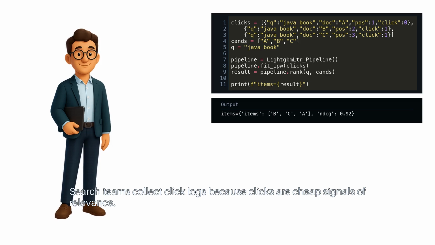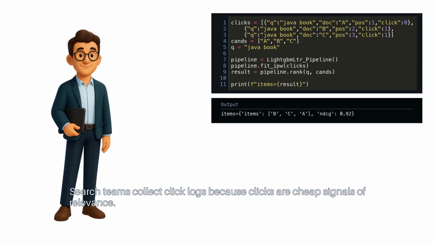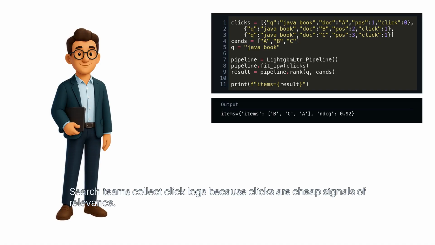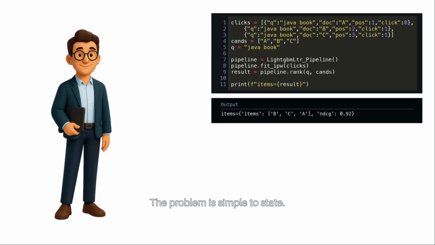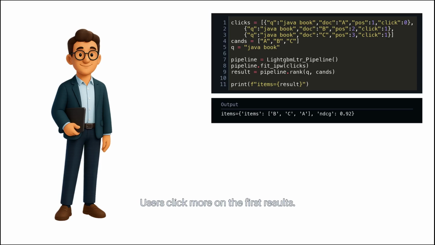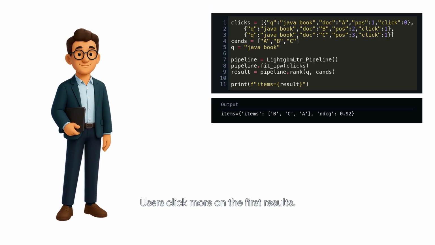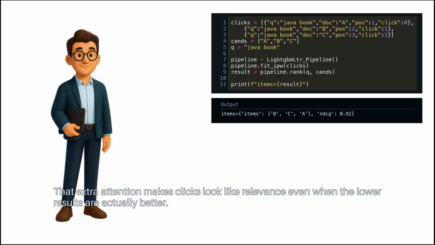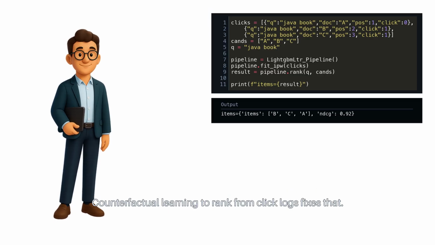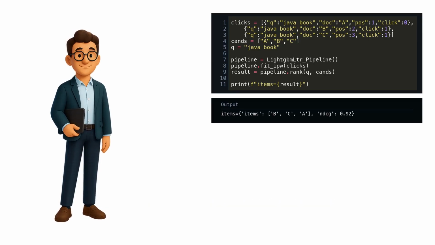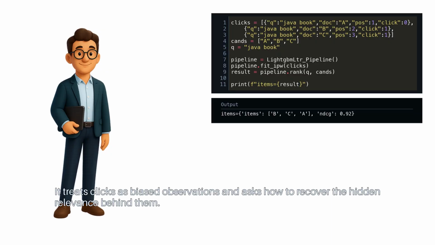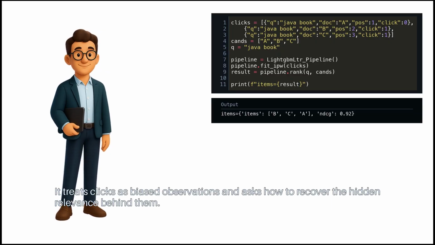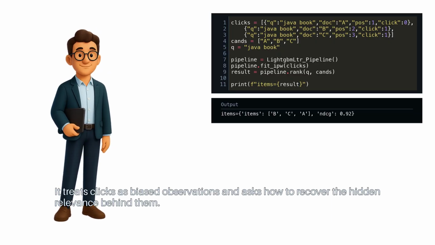Search teams collect click logs because clicks are cheap signals of relevance. The problem is simple to state. Users click more on the first results. That extra attention makes clicks look like relevance, even when the lower results are actually better. Counterfactual learning to rank from click logs fixes that. It treats clicks as biased observations and asks how to recover the hidden relevance behind them.